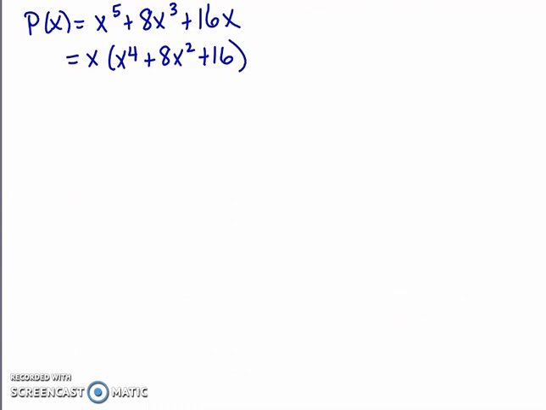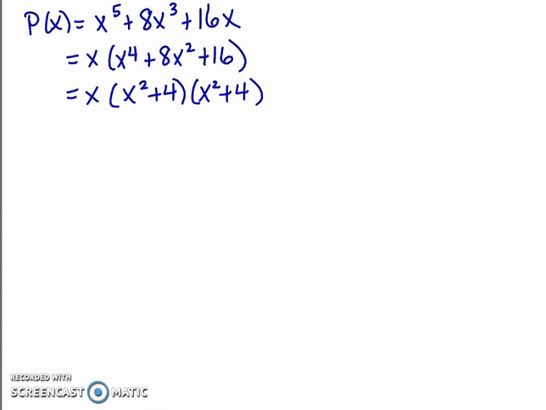A is 1. Remember, you can factor 4th degree polynomials as easily as you can factor 2nd degree polynomials. The rules are the same as long as you have an x to the 4th, an x squared, and a constant. So this is an easy factor. I'm looking for 2 numbers that multiply to make 16 and add to make 8. So that's going to be positive 4 and positive 4. So this is going to become x times x squared plus 4 times x squared plus 4.